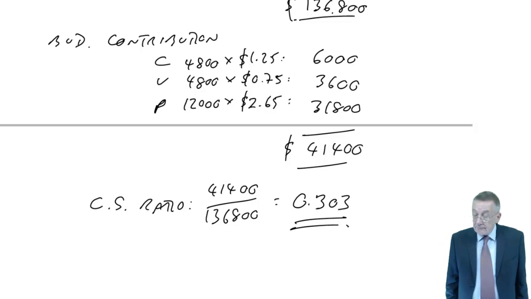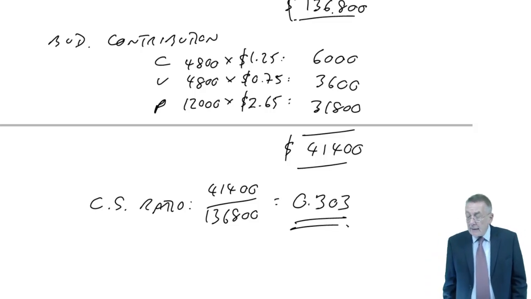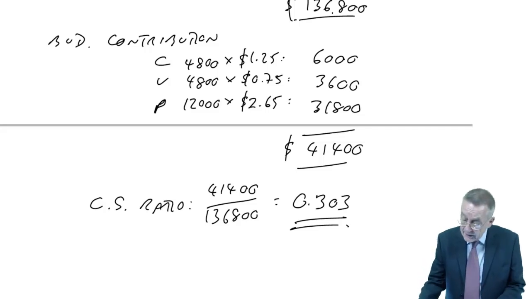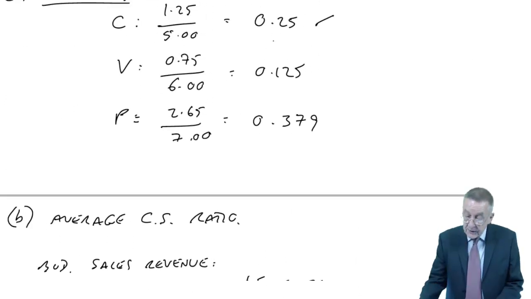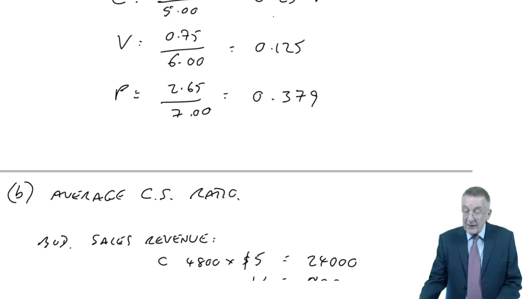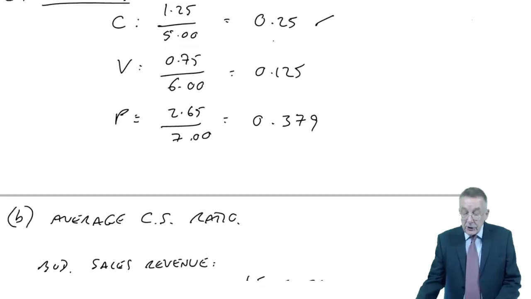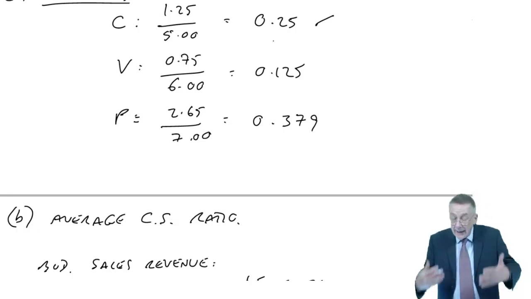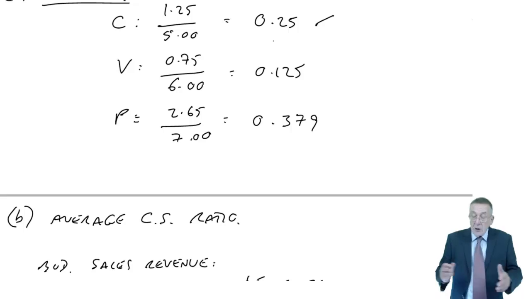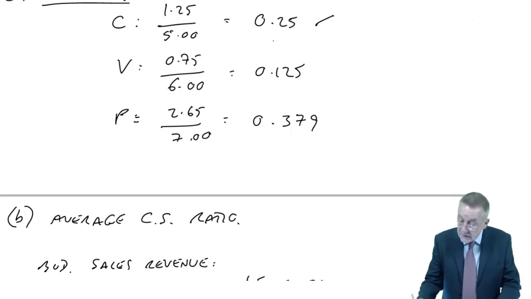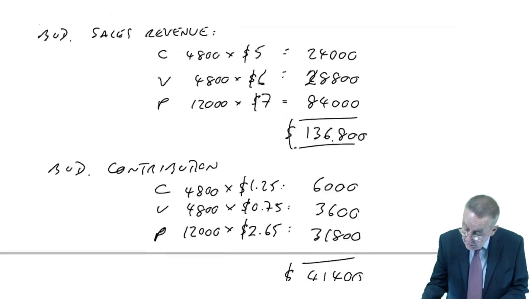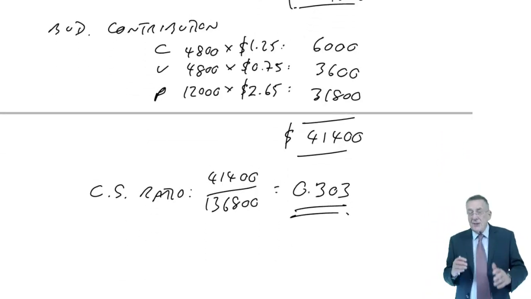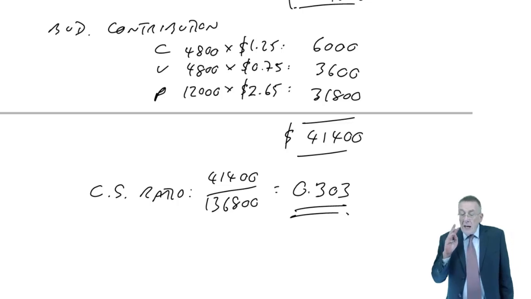Now, before I go any further, make sure you are clear what I've done there. Two things. First of all, that does make sense. You see the individual ones, 0.2, 0.1, 0.379. The average, as I said before, because P, there's so many more being sold and the contribution's higher, the average will be closer to P, and it is. At 0.3, it's P that's pulled it up, so it makes sense in that way.